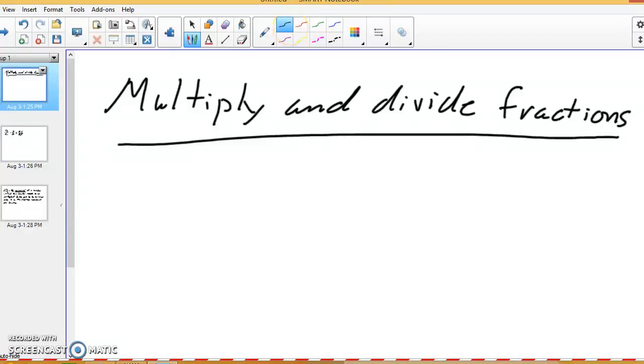In this lesson, we're going to learn how to multiply and divide fractions. Now, you may have noticed that we're introducing multiplying and dividing fractions before, say, adding and subtracting fractions. That is because, surprisingly, multiplying and dividing fractions is actually much easier than adding and subtracting fractions. So, for this reason, we're going to introduce you to multiplying and dividing fractions first.